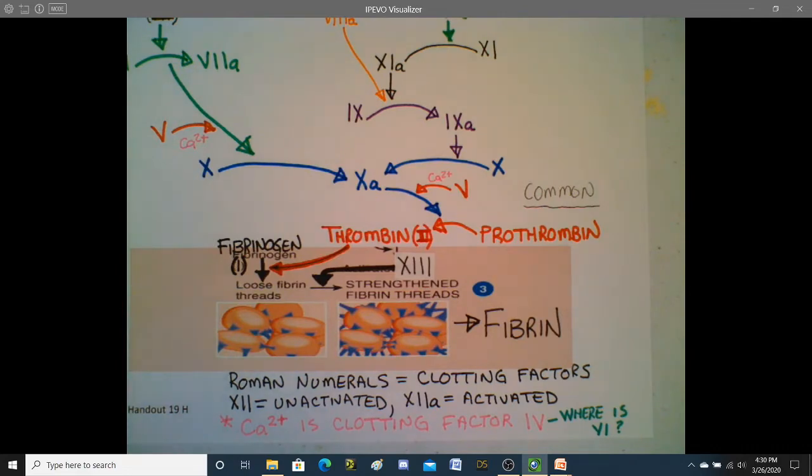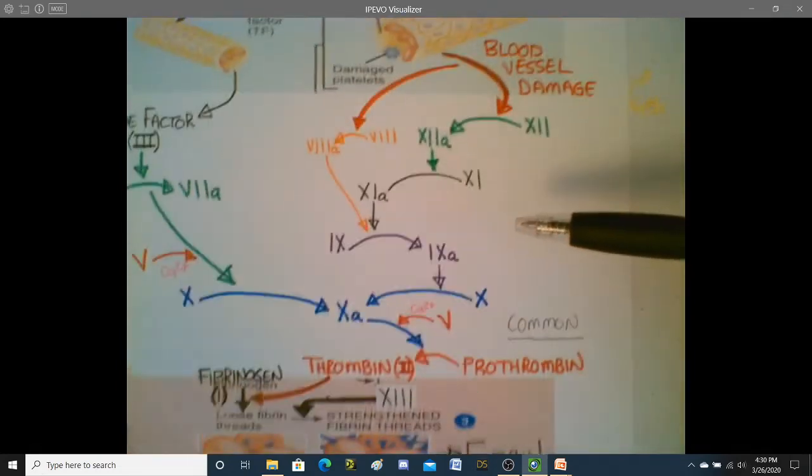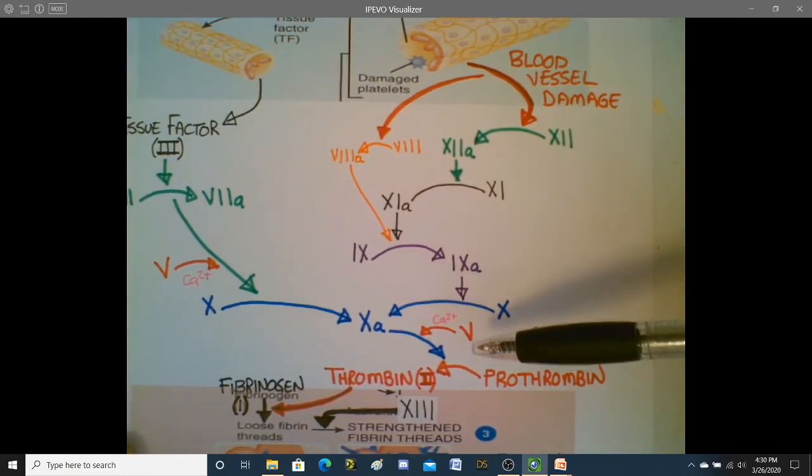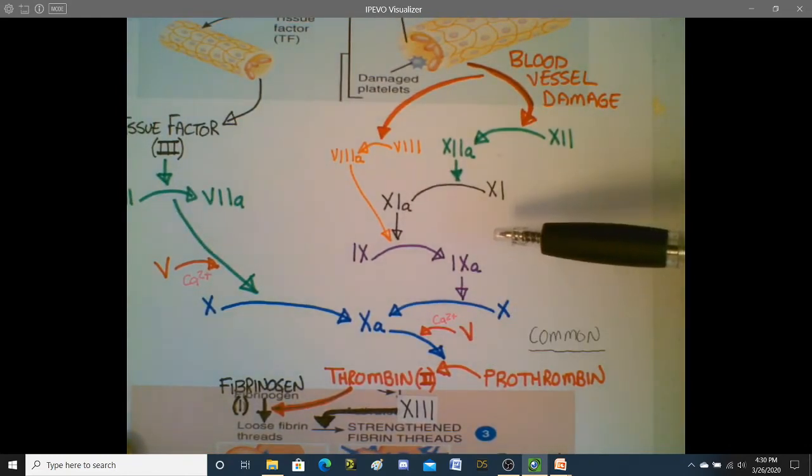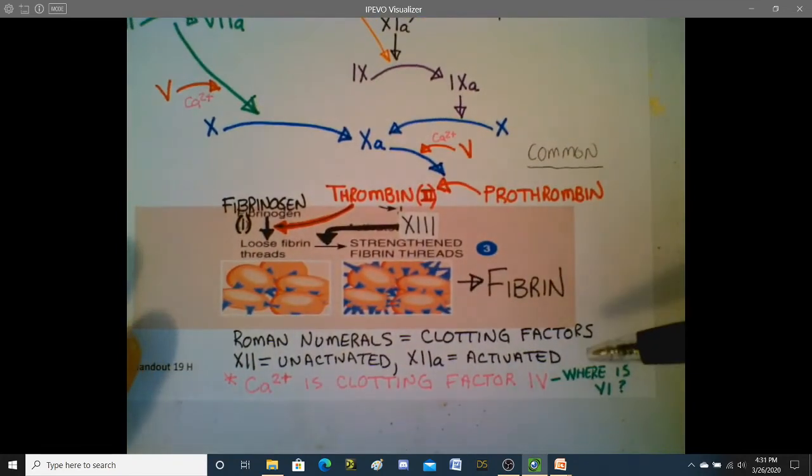All right. And it's considered a clotting factor when it is in the bloodstream and part of this cascade. So it says calcium is considered clotting factor 4. So if we count these up, we've got 1, 2, 3, 4. Then, of course, you got 5, which is this red one. And then you've got 7, 8, 9, 10, 11, 12, 13. There is one missing.